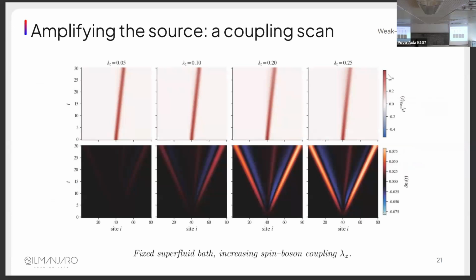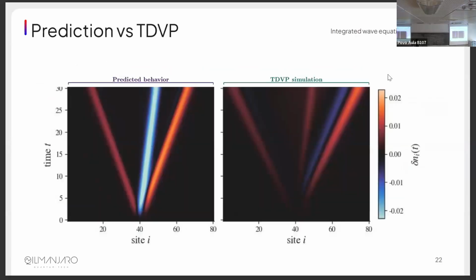Well, this is the same plot, but in this case in the superfluid regime, and we only change the value of lambda, so we see the same qualitative behavior. The only thing is that the excitation in the bosonic part increases, but we don't see any behavior beyond this semi-classical description.